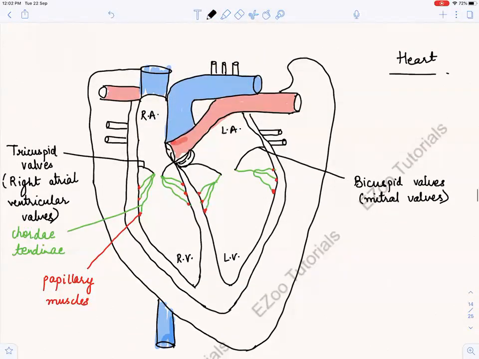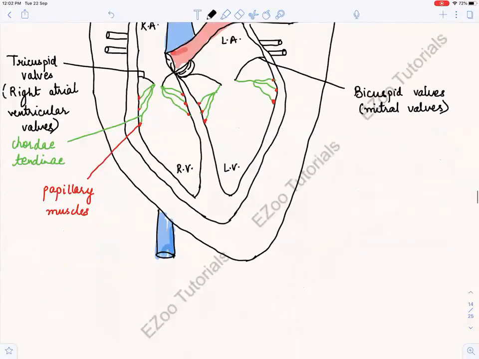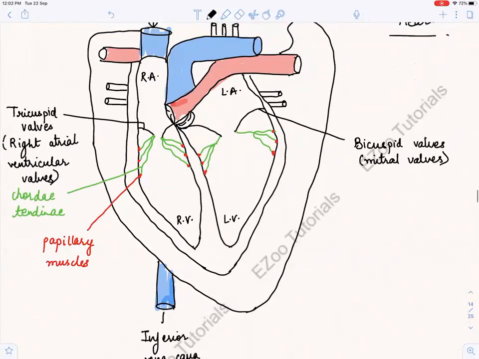Now this big duct over here that I have drawn is the superior vena cava, and this is the inferior vena cava. We'll see more about this. It is bringing blood from the lower part of the body, below the diaphragm, from the appendages of the body, and the superior vena cava brings blood from above it.